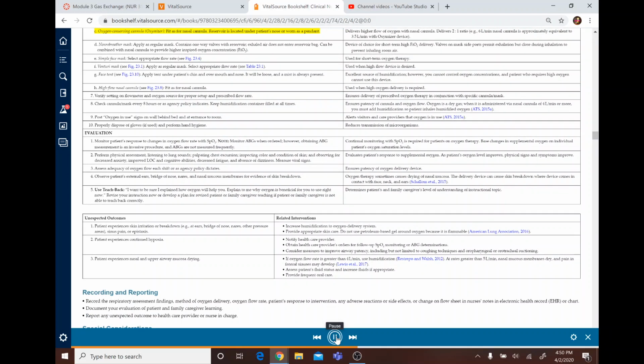C. Oxygen conserving cannula, oximizer: fit as for nasal cannula. Reservoir is located under patient's nose or worn as a pendant. Delivers higher flow of oxygen with nasal cannula.